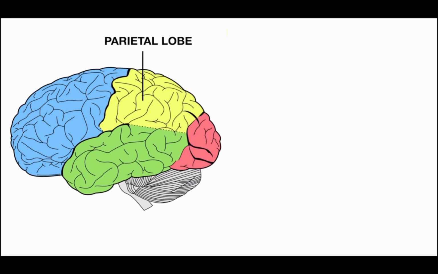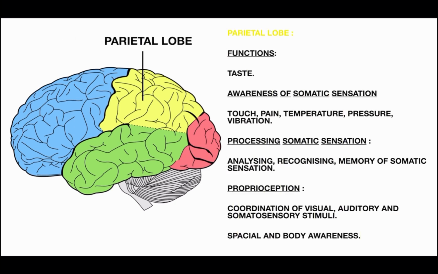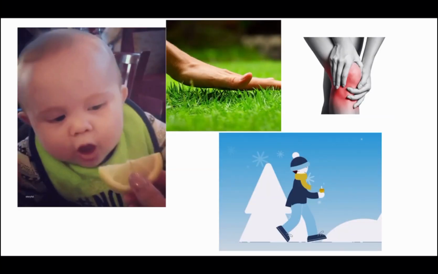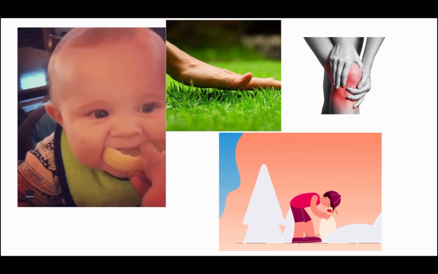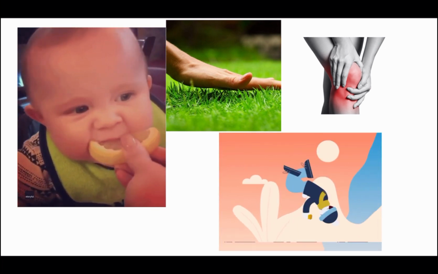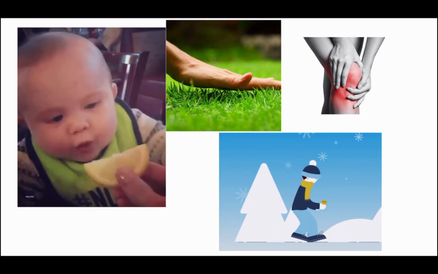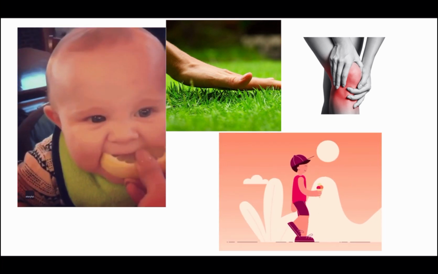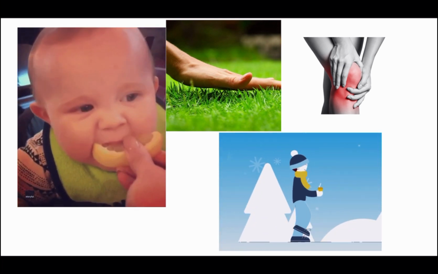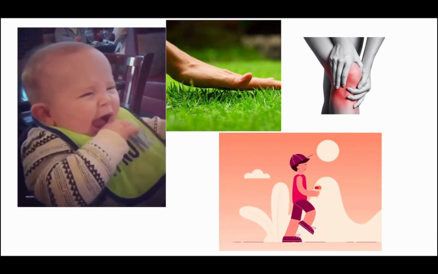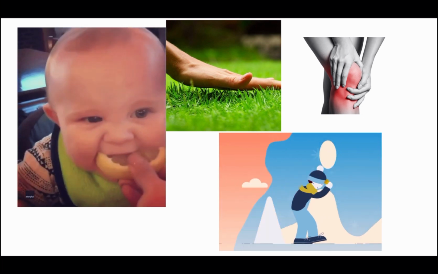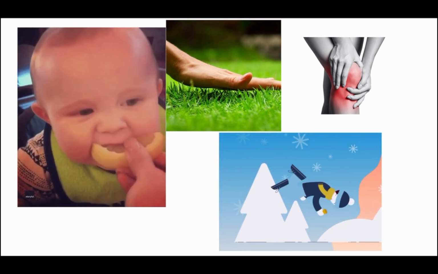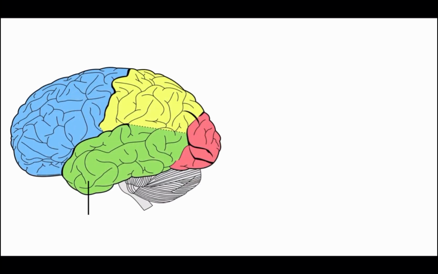The parietal lobe. The function of the parietal lobe is somatic sensation and taste. The awareness of somatic sensation is by touch, pain, temperature, pressure, and vibration. The processing of somatic sensation is by analyzing, recognizing, and memory of somatic sensation. It is also involved in spatial and body awareness. It is also involved in taste sensation.